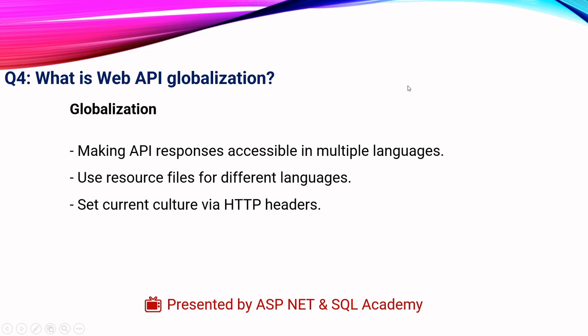Globalization in Web API involves ensuring your API responses can be localized for different languages. By using resource files and setting the current culture based on HTTP headers, Web API can serve responses in the correct language.